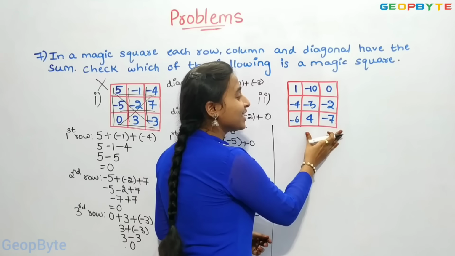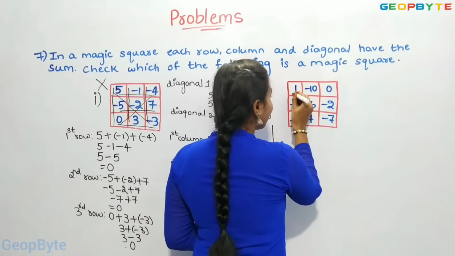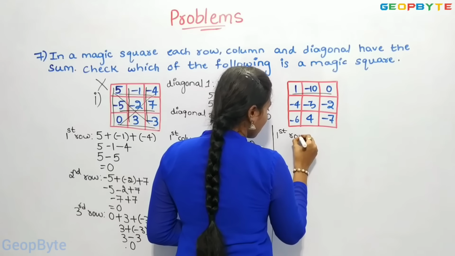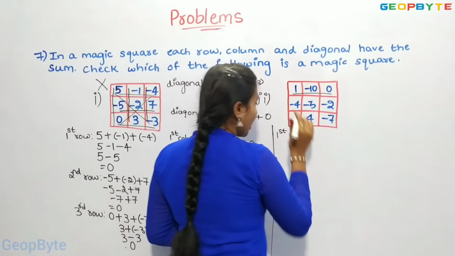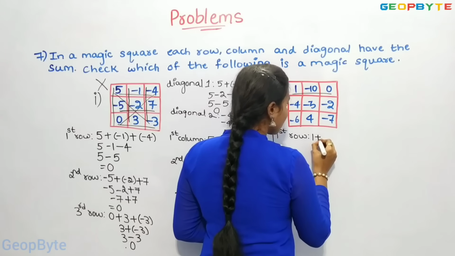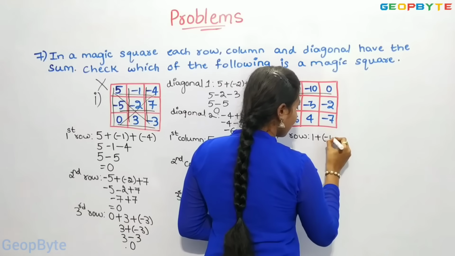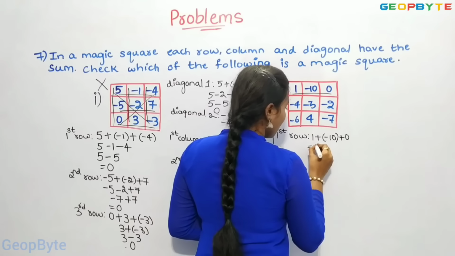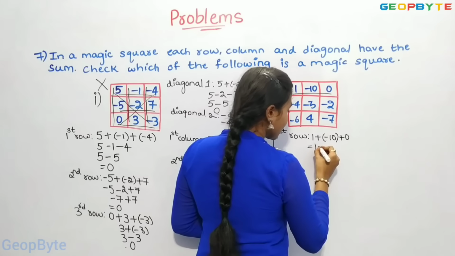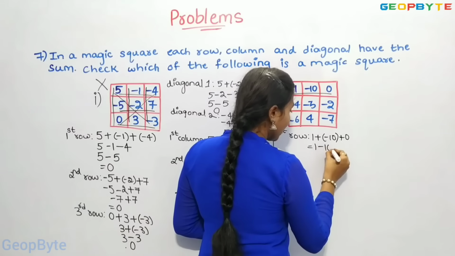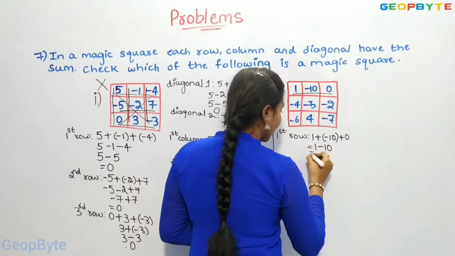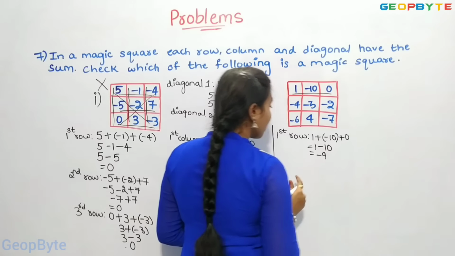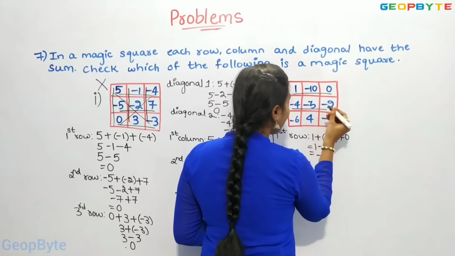Now, let us see this square. First, let us do for the first row. 1 plus minus 10 plus 0. 1 plus into minus. Minus 10. 0 is negligible. That is 1 minus 10 is minus 9. Now let us see the second row.